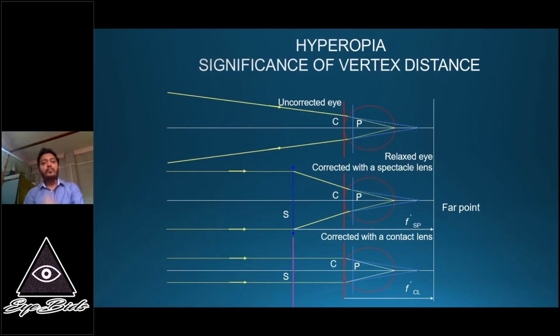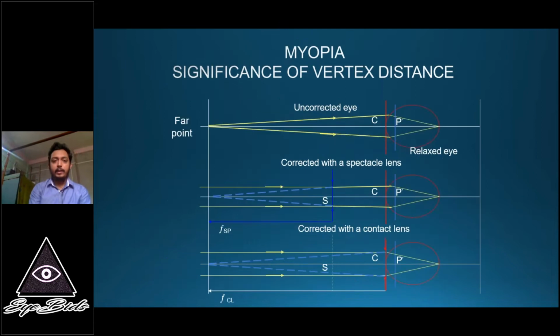So if we use the convex lens for hyperopia, the focal length will decrease when going from the spectacle to the contact lens. The focal length is decreasing. If you remember the relation between focal length and power, if the focal length is decreasing, the power will increase. The same applies for myopia, but here the focal length is increasing, which means the power is decreasing.